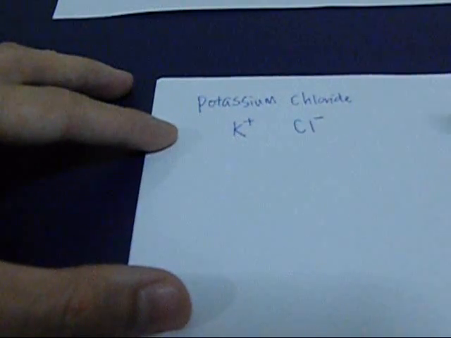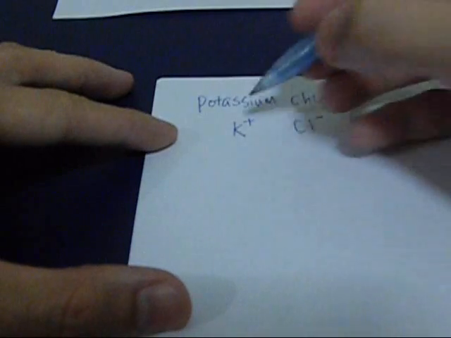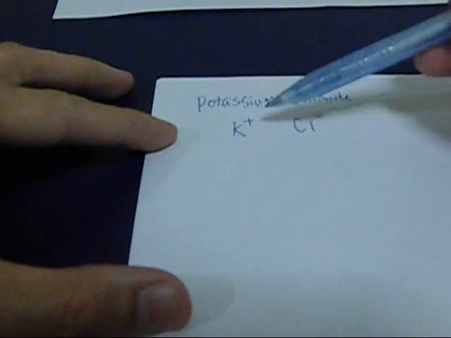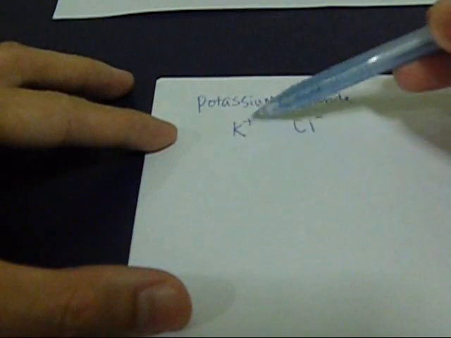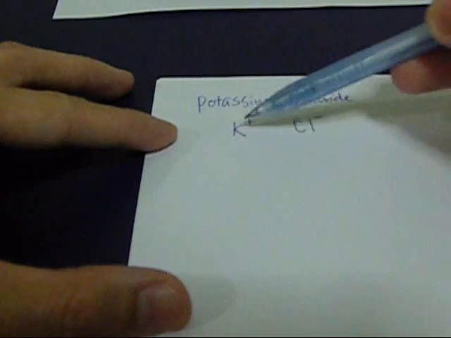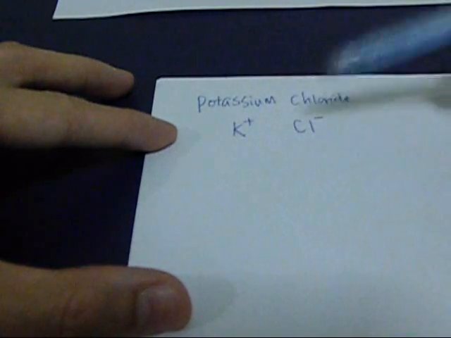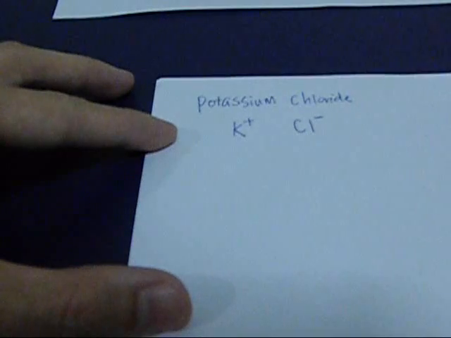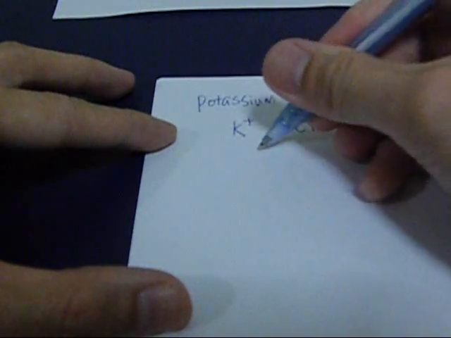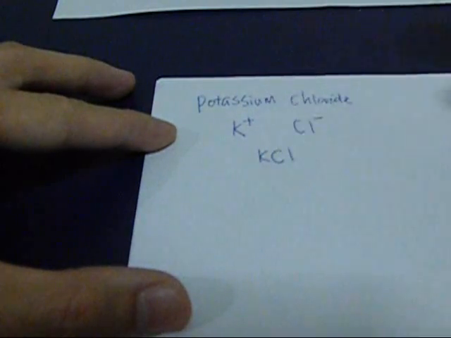And then after you have got the formula of the ion, you can ask yourself, when K+ and Cl- join together, what happens to them in order for them to be stable? 1 plus, 1 negative, so they will cancel each other off. Therefore, the formula for potassium chloride is just KCl.